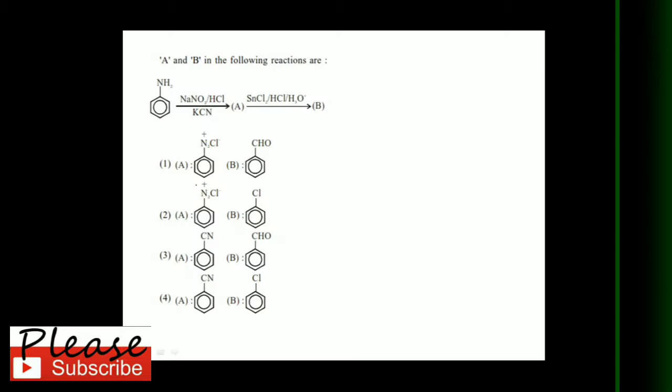Here this is the first question. Aniline on reaction with NaNO2/HCl is a diazotization reaction. So this aniline is converted to diazonium ion, that means diazonium chloride. This diazonium chloride on reaction with KCN, the diazonium group is replaced by the CN. So phenyl cyanide is the product.